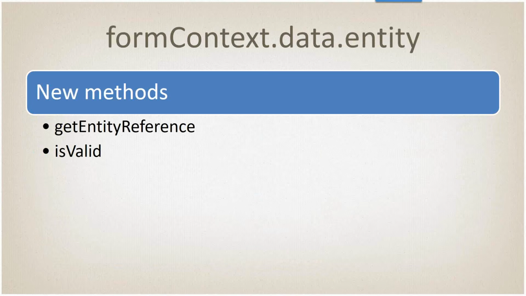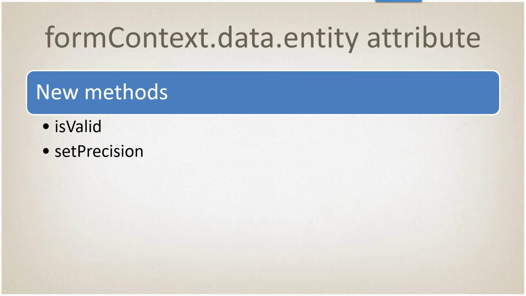That's what it's about. Form context data entity has a couple of new methods. getEntityReference returns a lookup object for the current record. And then another one, they have two of them called isValid in different places, and it's to make sure that the form data is created properly. Unknown as to why this would be a necessity, but that's one of the things we got.